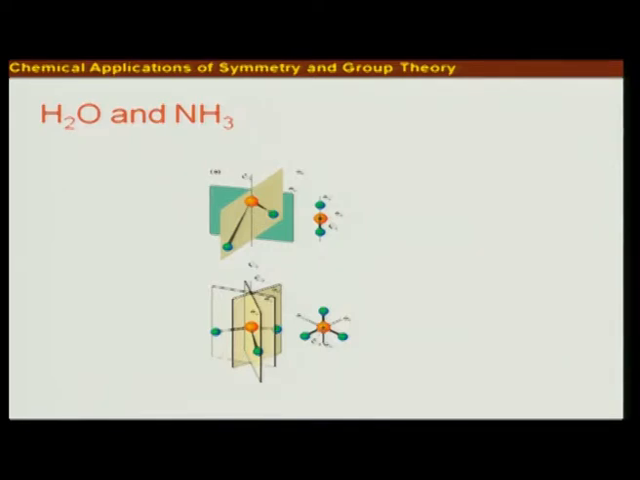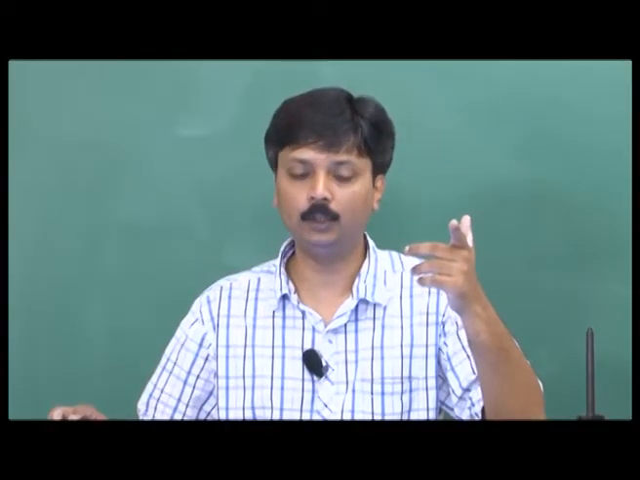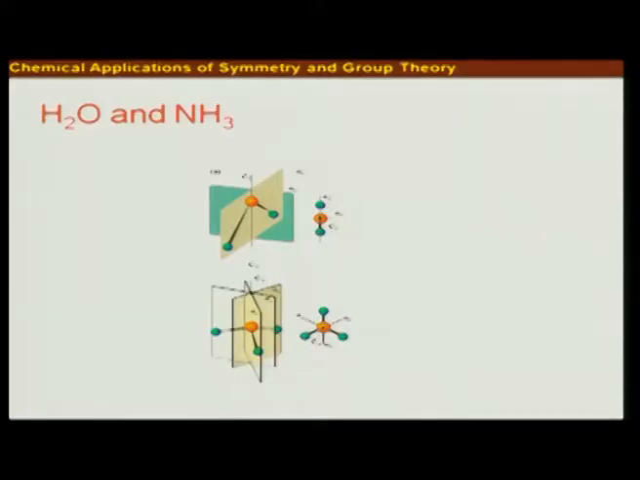Next question is: are there n number of sigma V's? Here you go, you have it. You have 2 sigma V's, 1 sigma V and 1 sigma V prime. So your point group is CNV, where n is 2 here, so C2V. So the molecule water has a point group which is C2V.